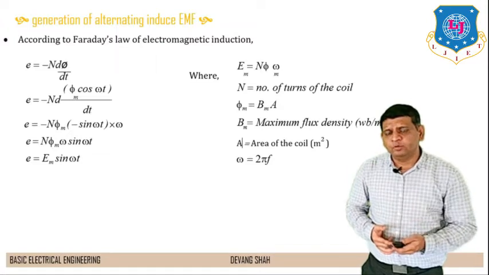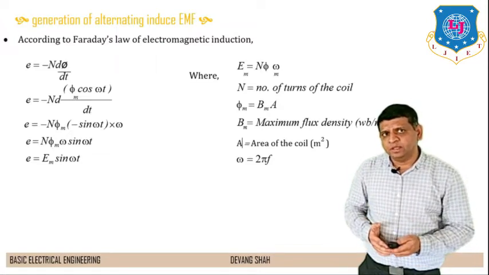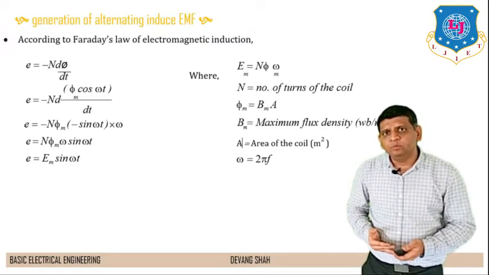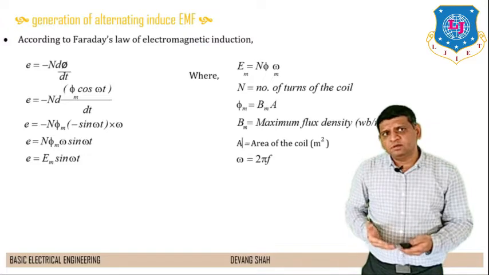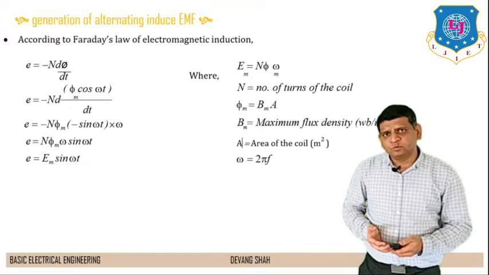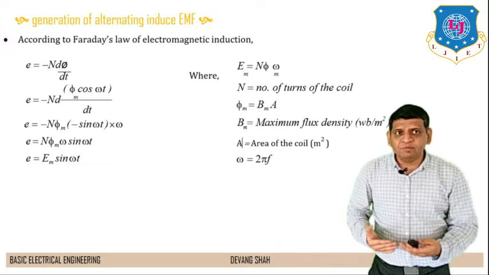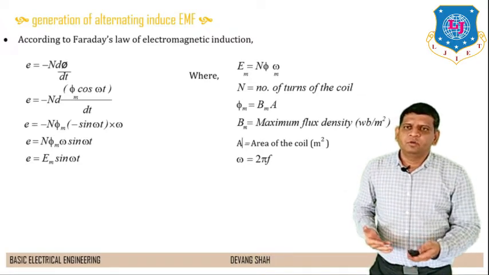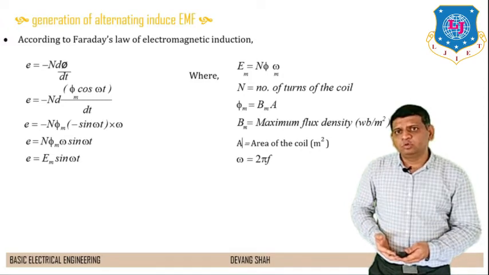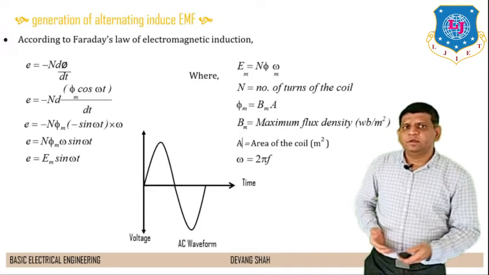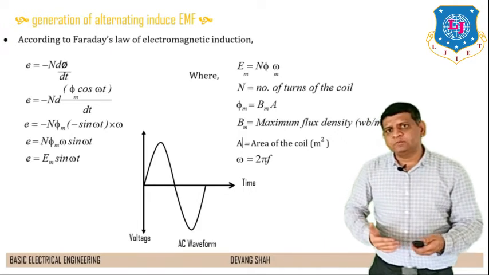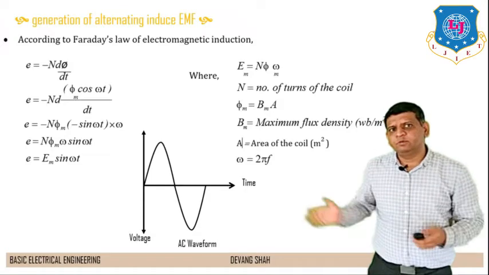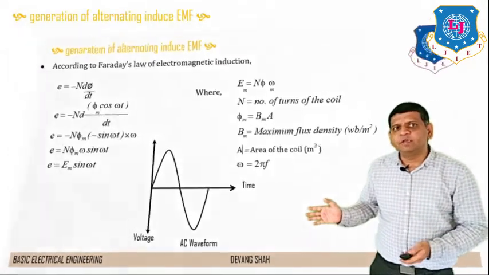Same way you will finally have the equation E is equal to Em sin omega t, where Em is represented as a magnitude, that is equal to n into phi m into omega. N is the number of turns of the coil, phi m is equal to Bm into A. Bm is called the maximum flux density, Weber per meter square. A is defined as the area, and angular velocity omega is equal to 2 pi f, right. So here if we plot this E is equal to Em sin omega t throughout one complete revolution of this conductor, you will find this kind of waveform, which is a sinusoidal waveform, right.